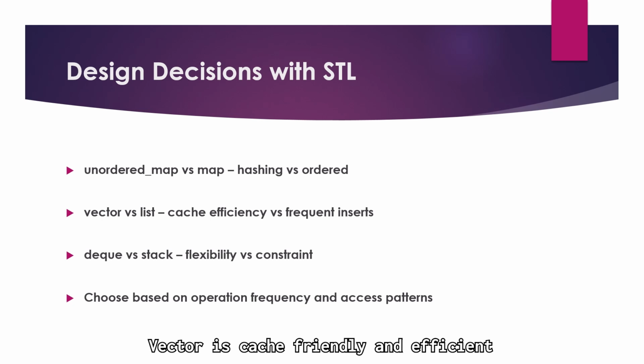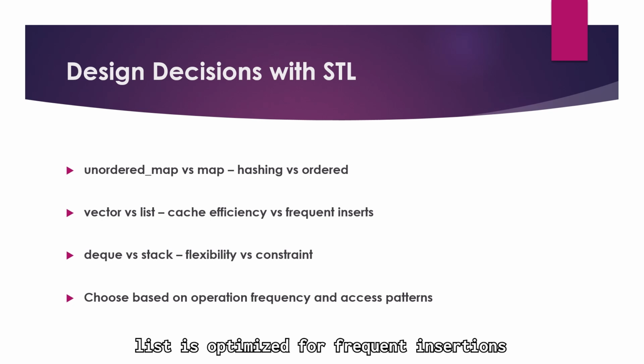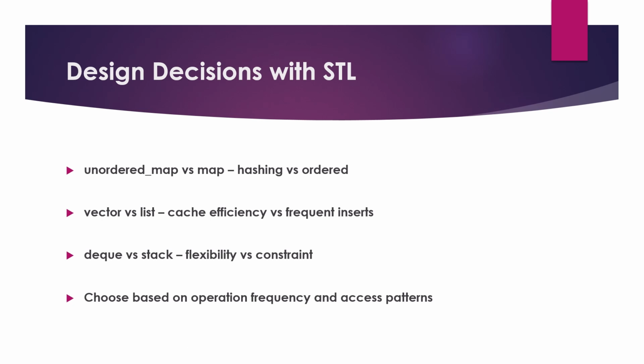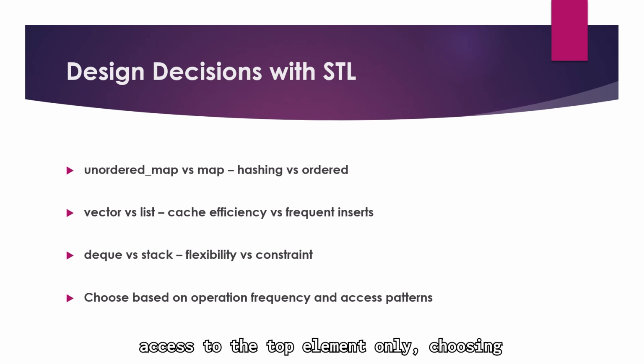Vector is cache-friendly and efficient for random access and iteration, whereas list is optimized for frequent insertions and deletions. Deque is useful when you need fast insertions and deletions at both ends, unlike stack, which restricts access to the top element only. Choosing the right container depends on our application's requirements, such as the frequency of operations, memory usage, and performance needs.